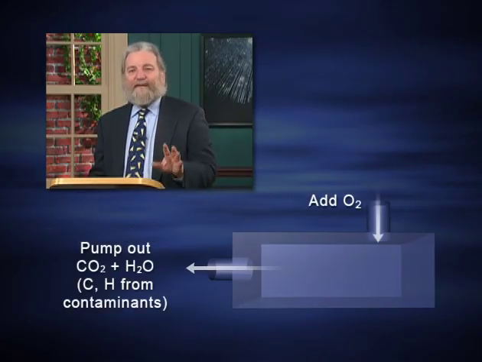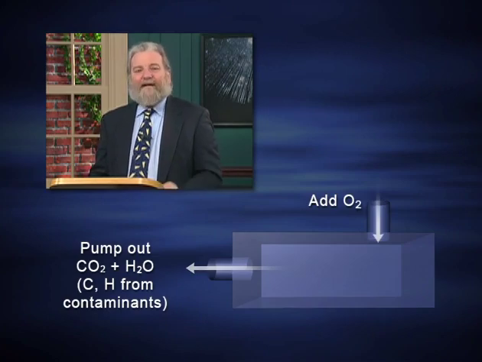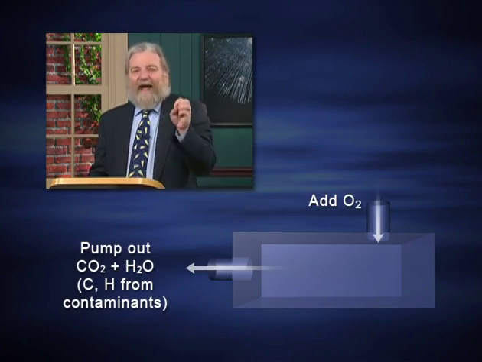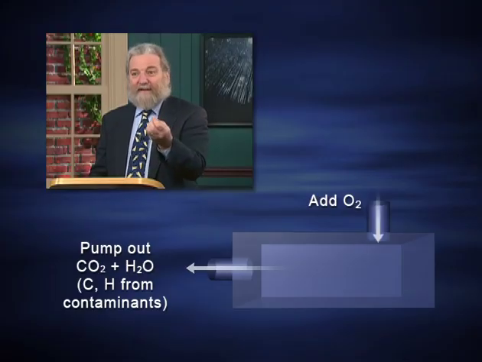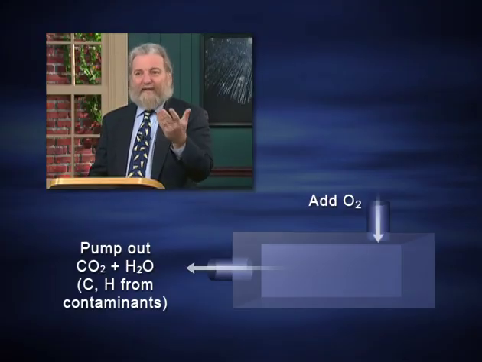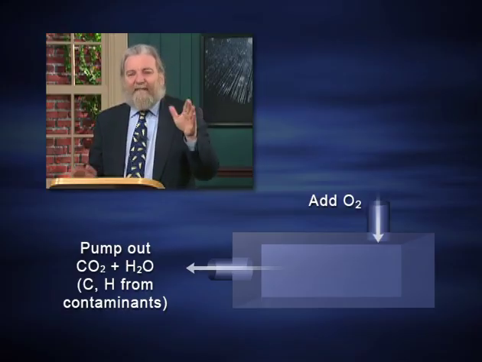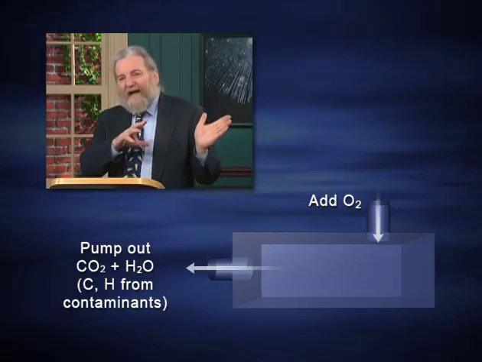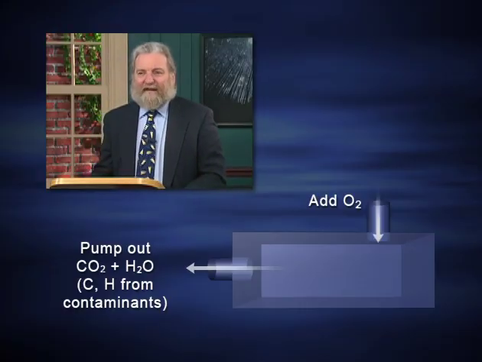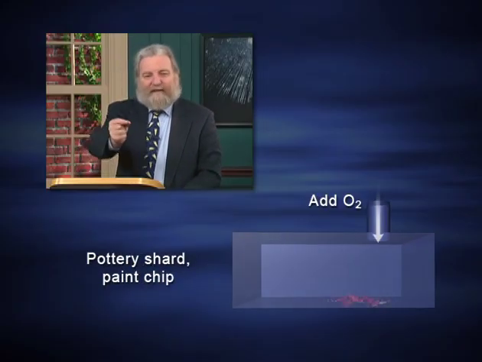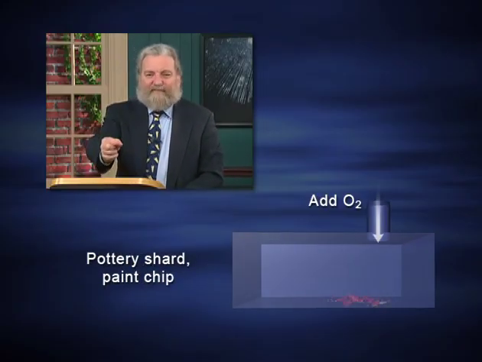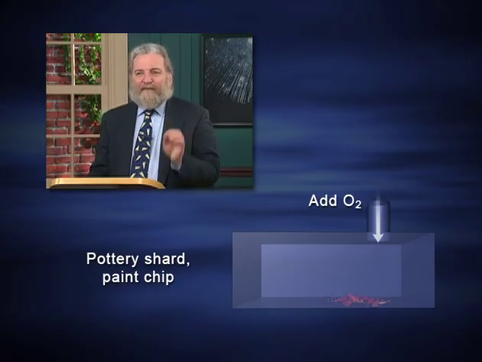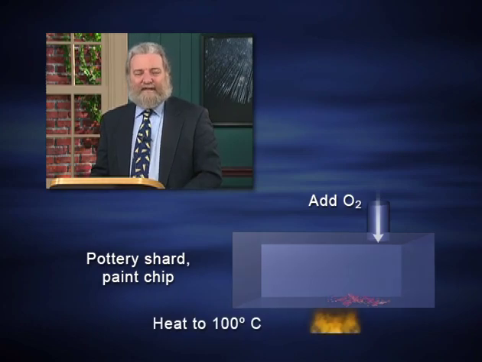You then add absolutely pure oxygen gas to this substance to attract the carbon atoms to make carbon dioxide and the hydrogen atoms to make water from any contaminants that are left on the walls of the container, on the seals, on the pump oil or whatever, and flush the system again, pump it out again. You then take this paint chip from your cave wall, or perhaps a shard of pottery from the floor of the cave, and you put it in the container, add pure oxygen again, and heat it to about 100 degrees centigrade, about the boiling temperature of water.